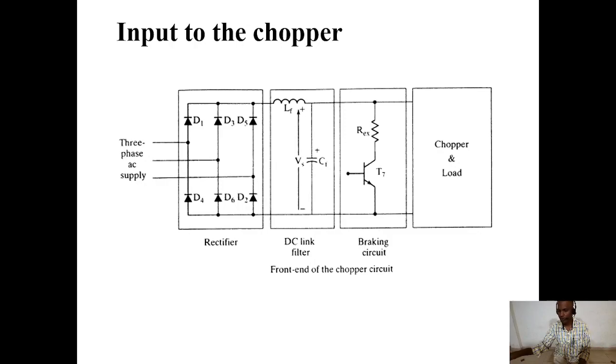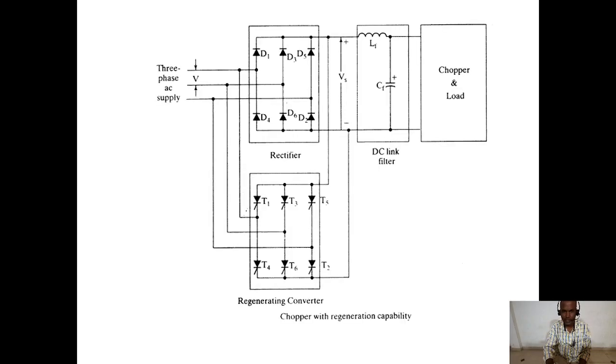So this is the 4-end chopper model. And this is the chopper with regeneration capability. In the previous circuit we don't have transistor models, and here with the chopper with regeneration, along with the three-phase supply model, the rectification is connected with a regenerating converter with T1 T4 T3 T6 and T5 T2.